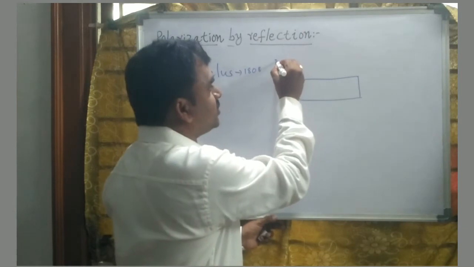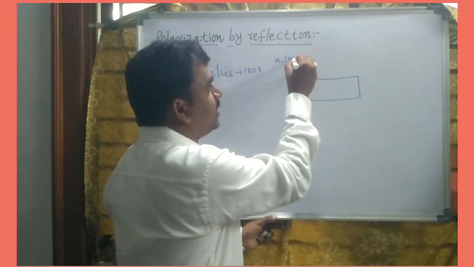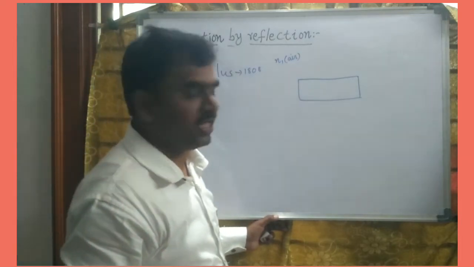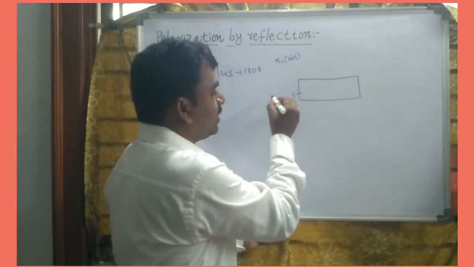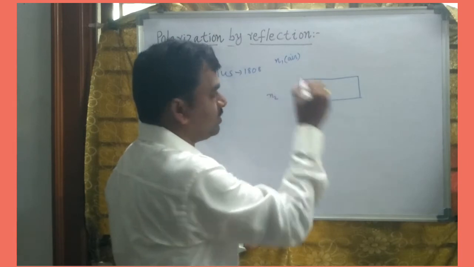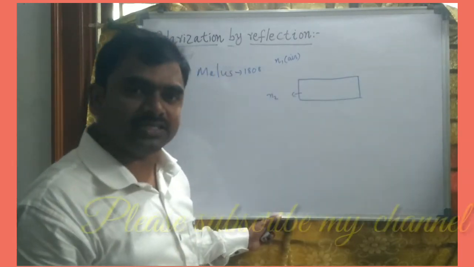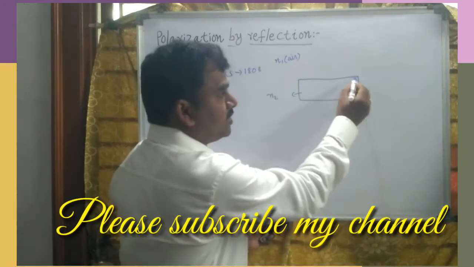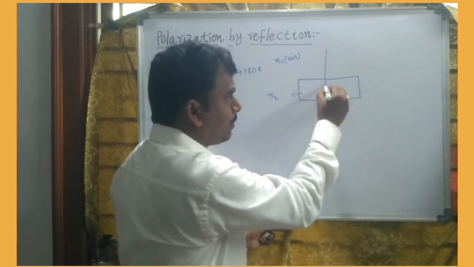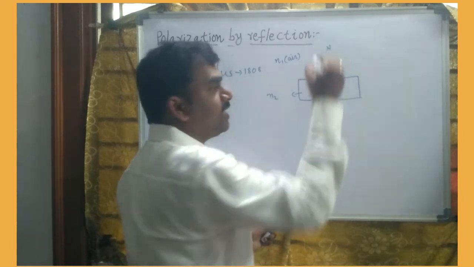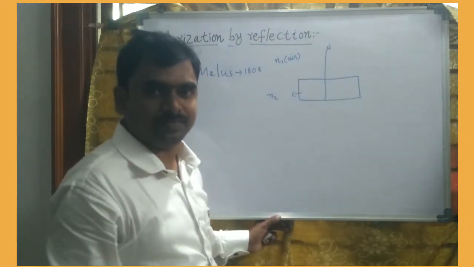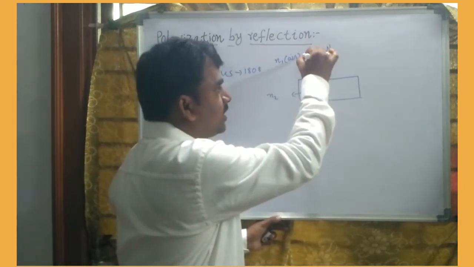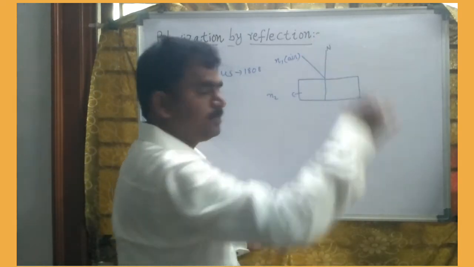The first medium I am taking as air, whose refractive index I am taking as n1. The second is a glass medium, whose refractive index I am taking as n2. It is a plane surface. For a plane surface, if you draw a perpendicular line, that we call the normal. Now, if we incident unpolarized light, this is the unpolarized light.